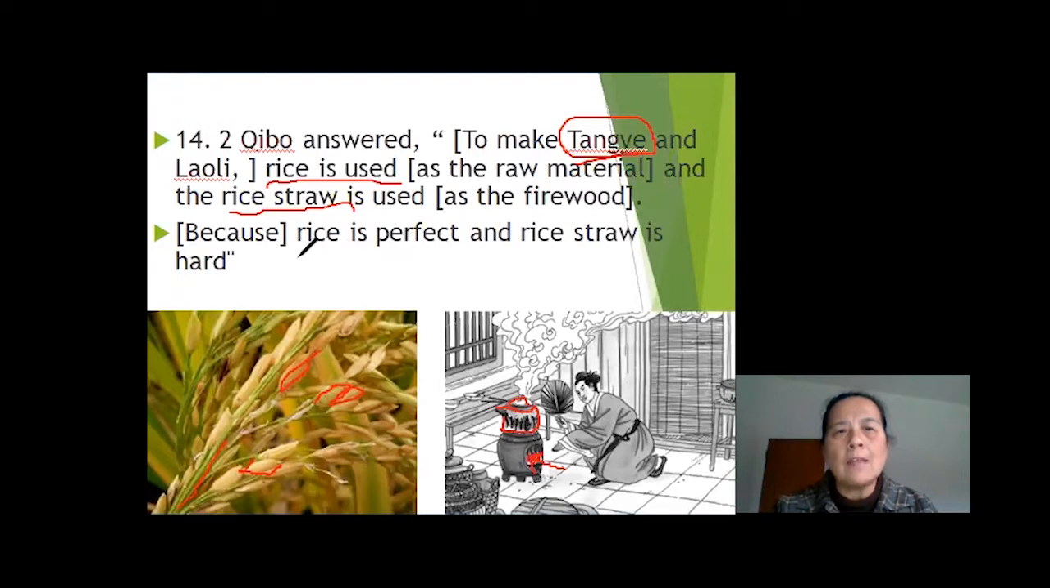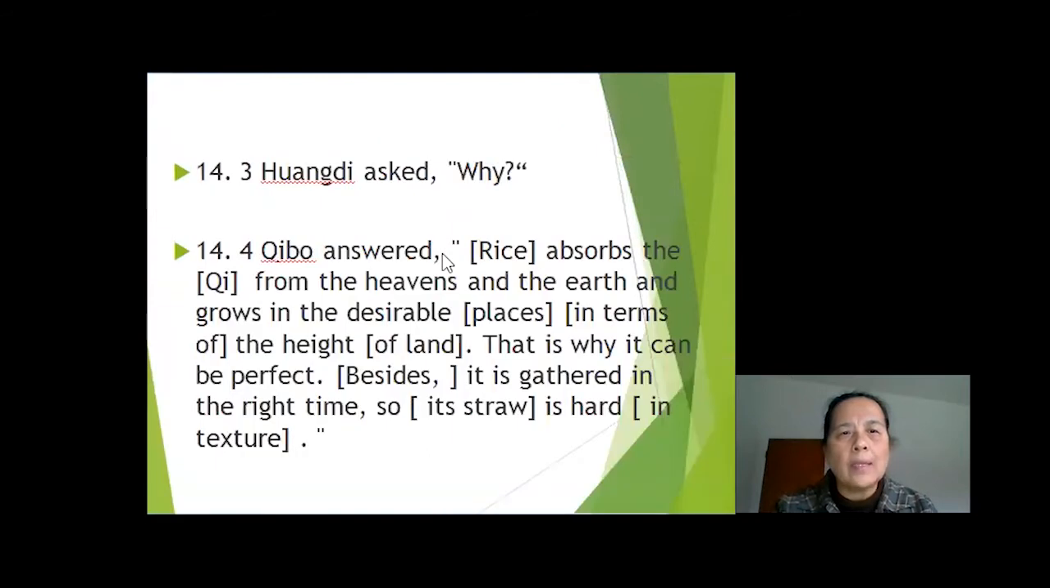So the rice is the perfect stuff we can eat, and the rice stems are harder. They have the same energy, qi, or universe qi in there. So that's how they cook it. And then they ask why we must cook in that way. So then Qibo answers about the rice, basically 5 different kinds of rice.